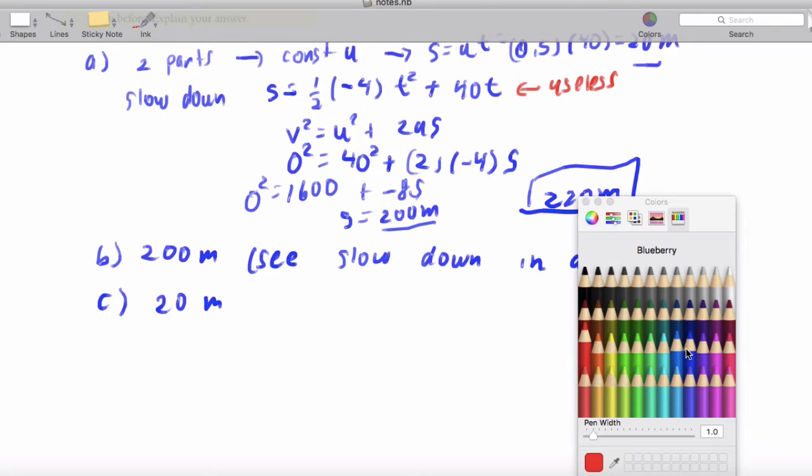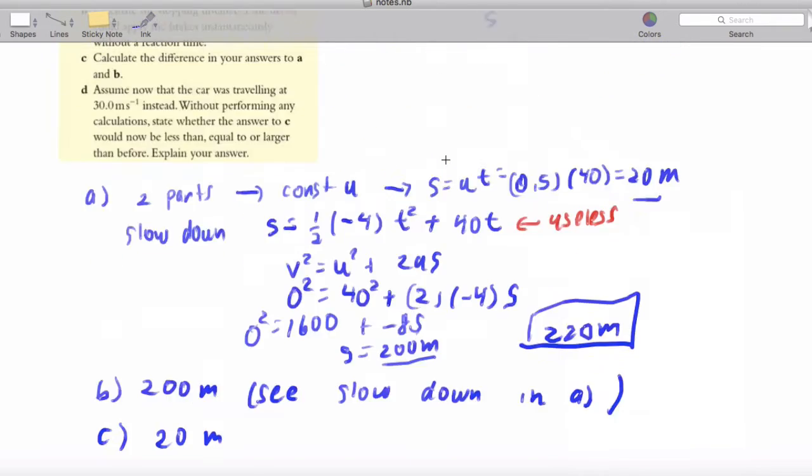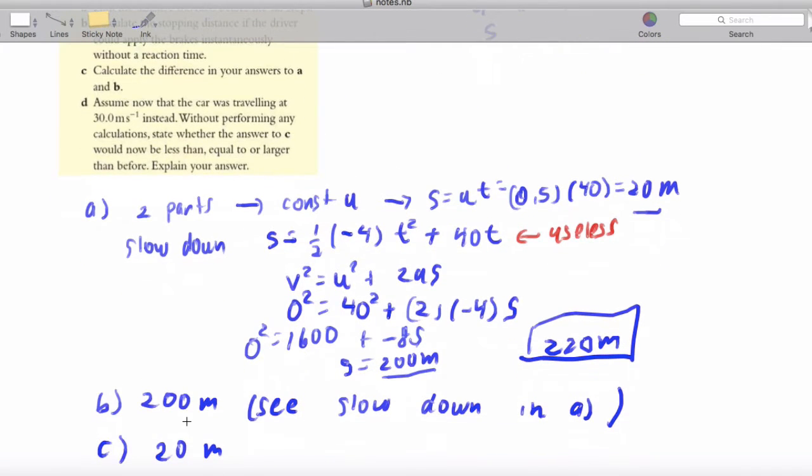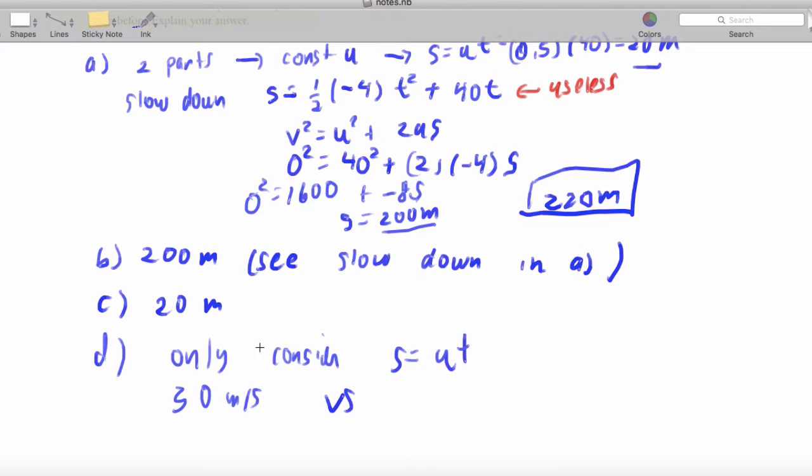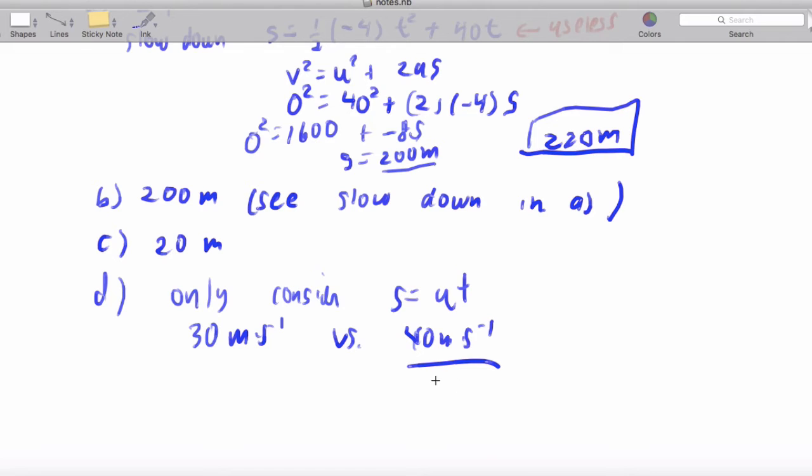For part D, let's just be clear. To get C, we subtracted part A from part B. So we only consider the constant velocity part. So we have 30 meters per second versus 40 meters per second over the same time. So that tells us this is a bigger difference.